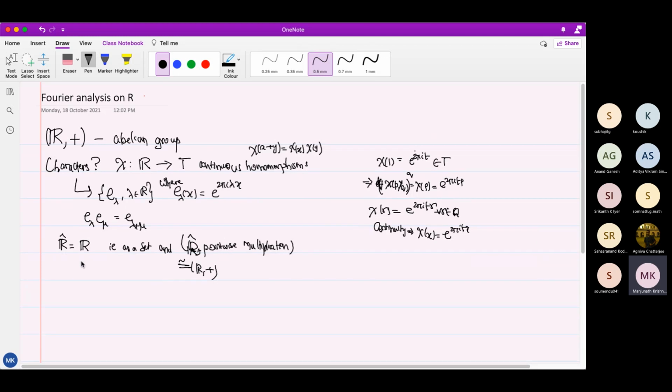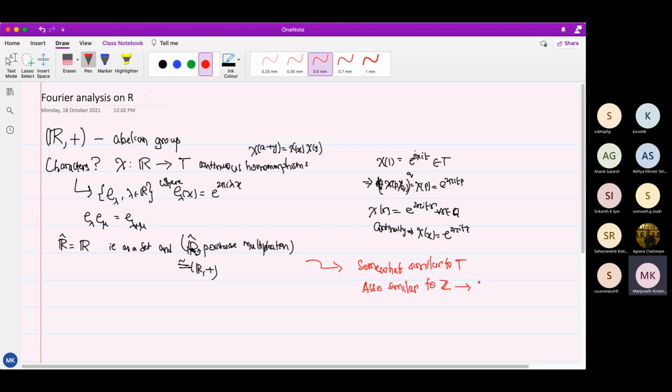Anyway, this part is clear, right? R hat is the same as R. Note that in some ways it is like the circle, and once you understand both the circle and Z, you are fine. Here and in what follows, in some ways it's similar to the circle group where our characters were complex exponentials, but also similar to Z in other ways.